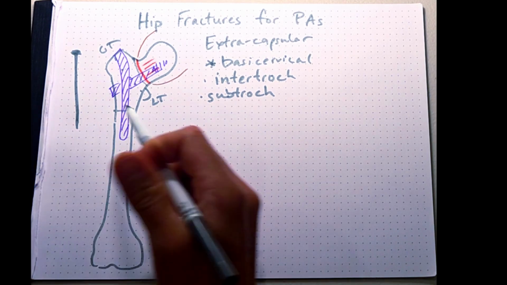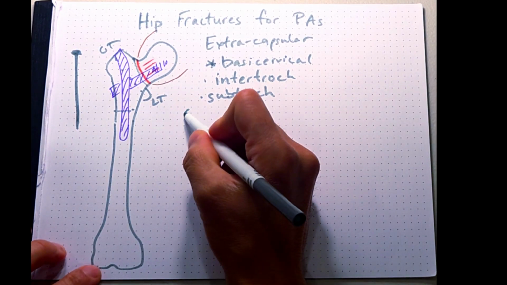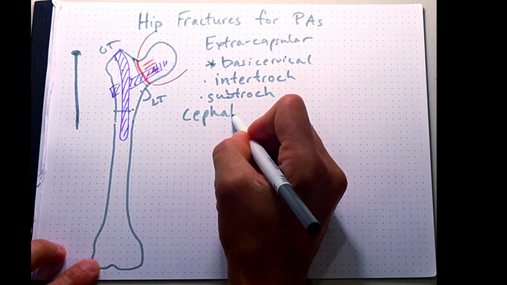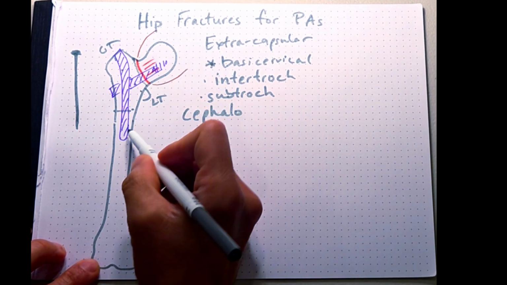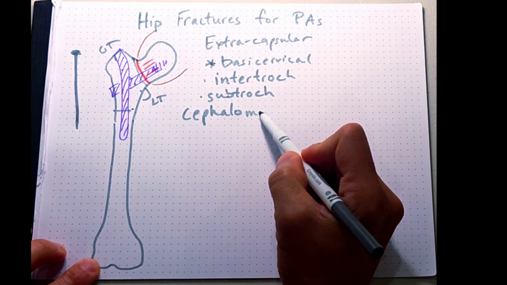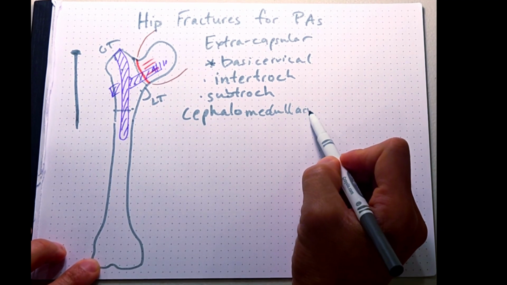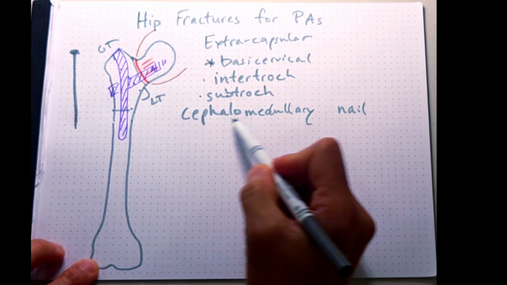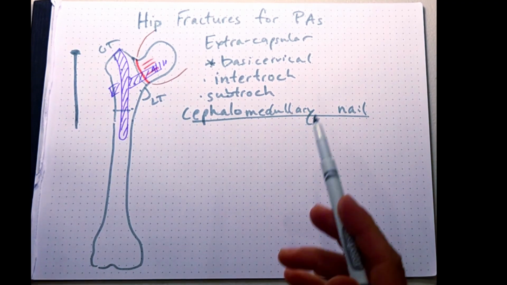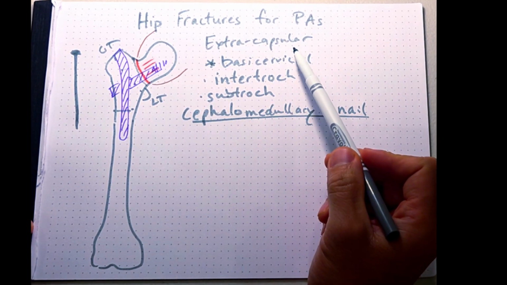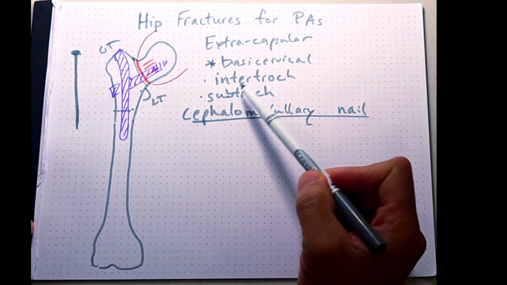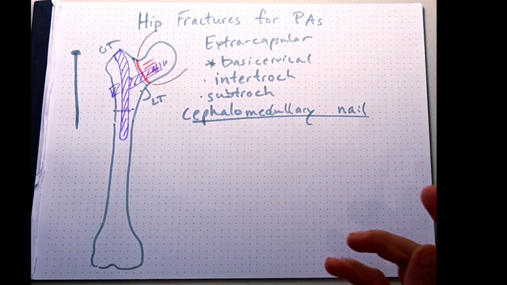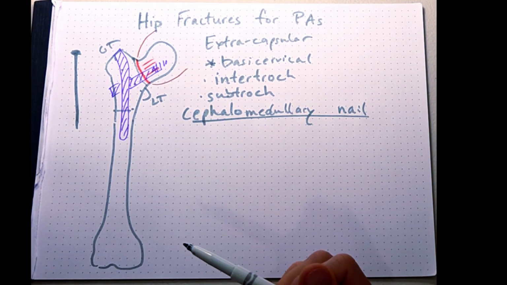And since there is a component that goes into the head, we call it cephalo, and the component that goes in the medullary canal we call medullary, cephalomedullary nail. So if you learn anything, extracapsular fractures, which include basocervicals, intertrochs, and subtrochs, all need cephalomedullary nails, and that's pretty much all you need to know.